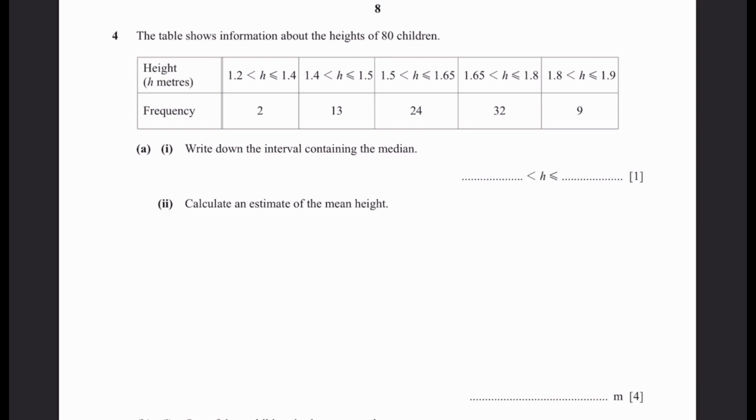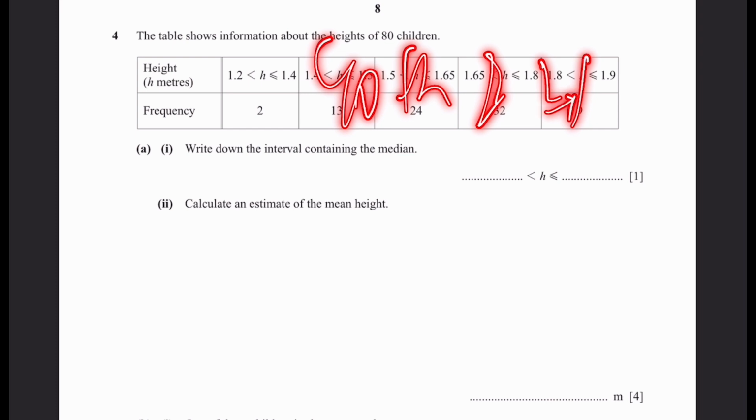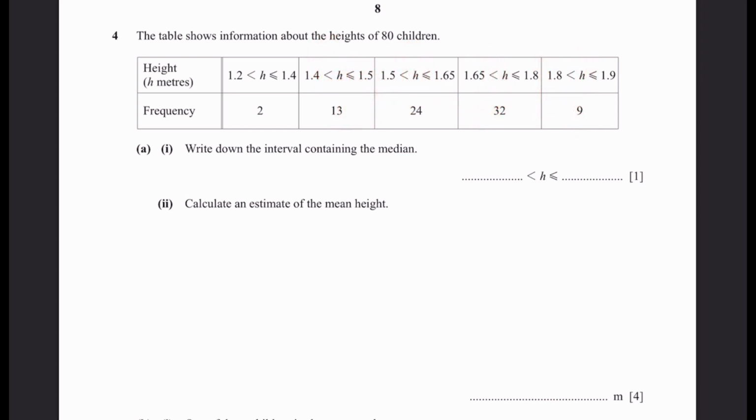Question 4. The table shows information about the heights of 80 children. Height h in meters is given, and frequency. A1, write the interval containing the median. So if we have 80 children, that means 80 plus 1 by 2, 40.5, which means the 40th and 41st child will be in the interval containing the median. So we have 2 children here, 13, with a total of 15, 24, total of 39, and then the 40th and 41st will be inside this one, which is 1.65 less than h less than or equal to 1.8.